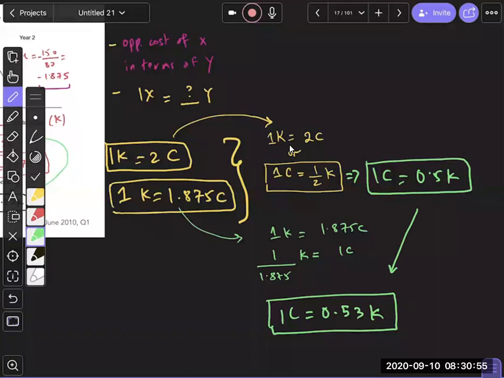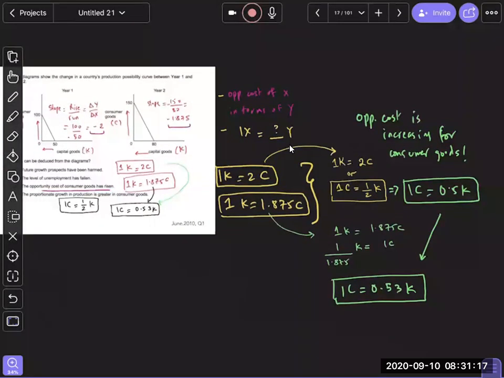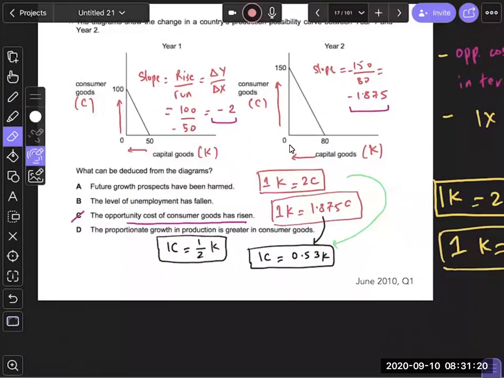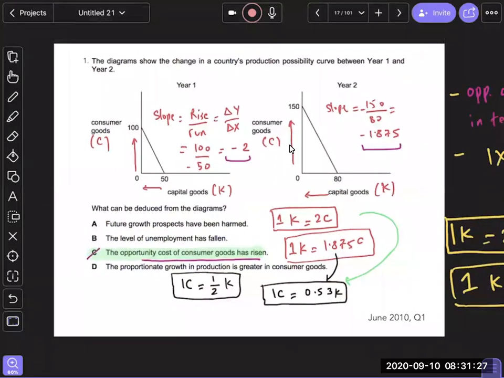Do you get it? Which means opportunity cost is increasing for consumer goods. For capital goods, it might be decreasing, but for consumer goods, it's increasing. That's exactly what they're saying here: the opportunity cost of consumer goods has risen. Okay, I want to go through all other answer choices as well.